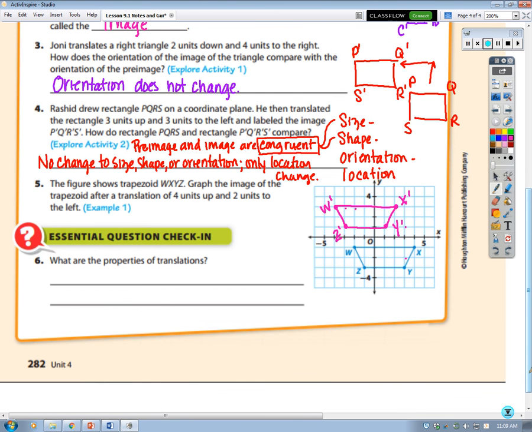So you could write something pretty clear and concise and say, translations preserve size, shape, and orientation. You could say, translations are a type of transformation that only change location. You could say, in translations, preimages and images are congruent. I'm going to go ahead and kind of combine all of those just so we've got a pretty thorough understanding of the properties. And so my answer is going to be a little bit long, but I'm going to say translations are a type of transformation that slides a figure along a straight line.